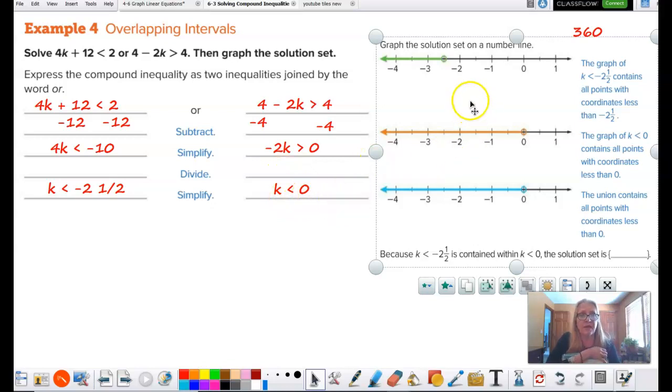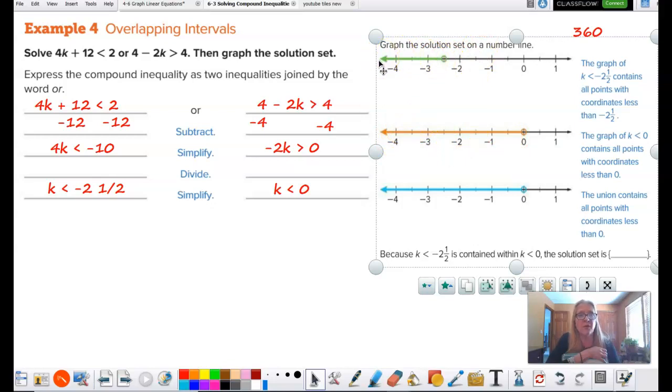Well, when we come over here to graph these solutions, the first one they show you is graphing the solution k is less than negative 2.5. They put an open circle at 2.5 and have indicated values less than that. This is the graph of k is less than 0, open circle at 0 and values less than that. But you can see that this graph plows right over the entire set of this graph.